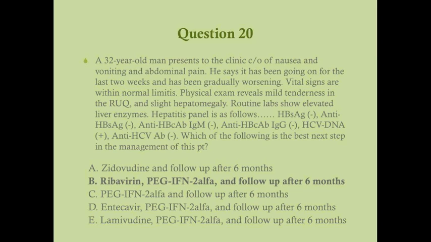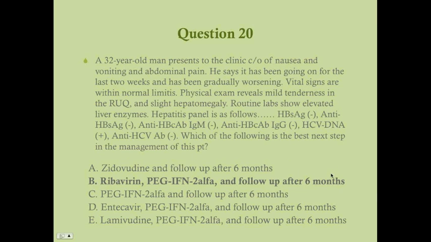Zidovudine is an antiretroviral, so we don't use that. Ribavirin and pegylated interferon 2-alpha is the right answer. Pegylated interferon, we always use an antiviral with the interferon, so interferon alone is the wrong answer. And entecavir and lamivudine are drugs that we would give in addition to the pegylated interferon 2-alpha if the patient were to have acute hepatitis B. So ribavirin, pegylated interferon 2-alpha, and follow up after 6 months to check for hepatitis C.